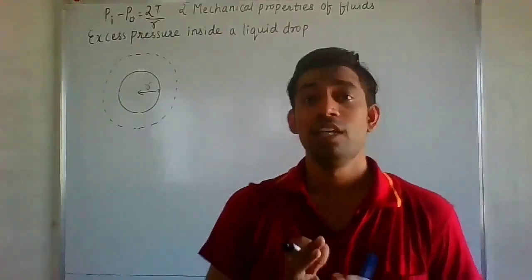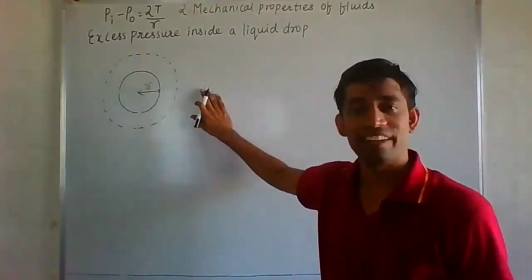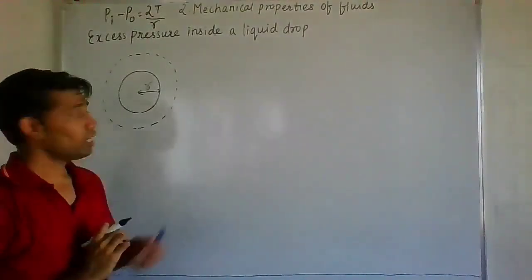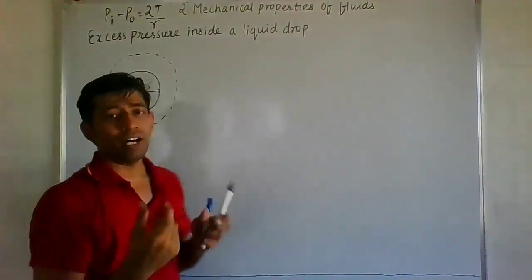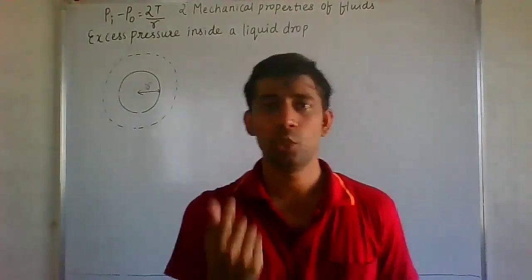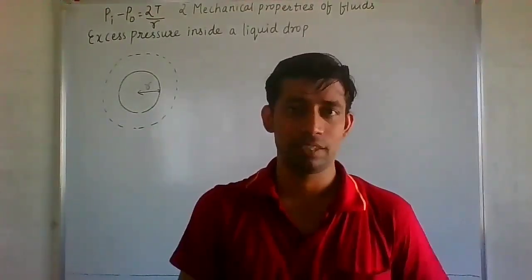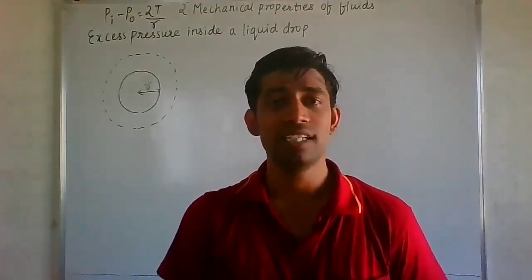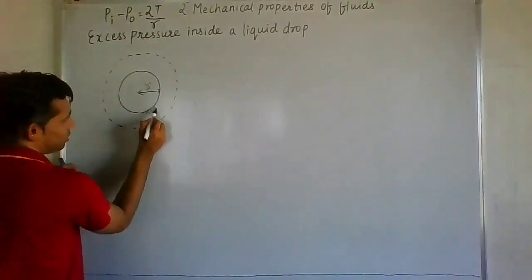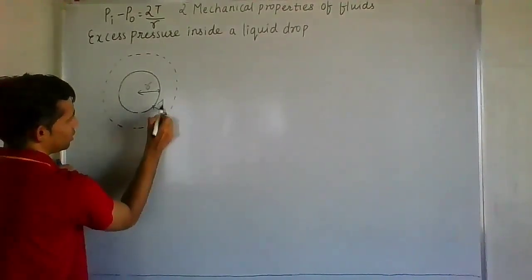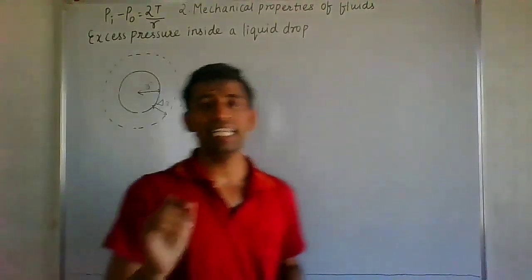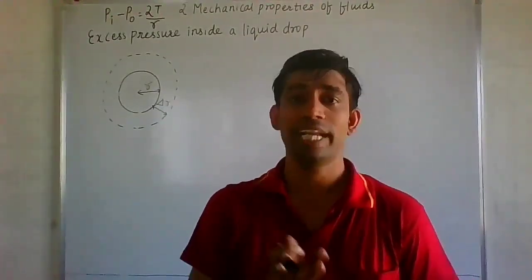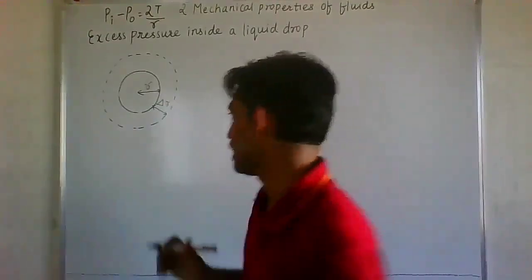Have you understood this? Now let's start the derivation. In this case, what we are going to do, we are going to give a small displacement to increase its radius by a very small amount, which will be denoted as delta R. So this is the increase in radius delta R. So definitely area will change. So let's try to find out the change in area.